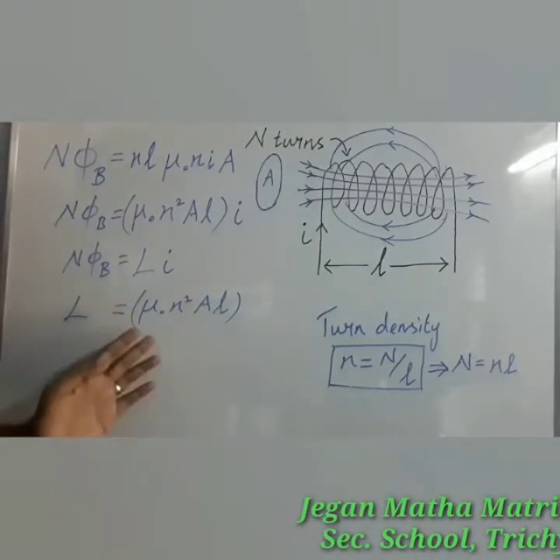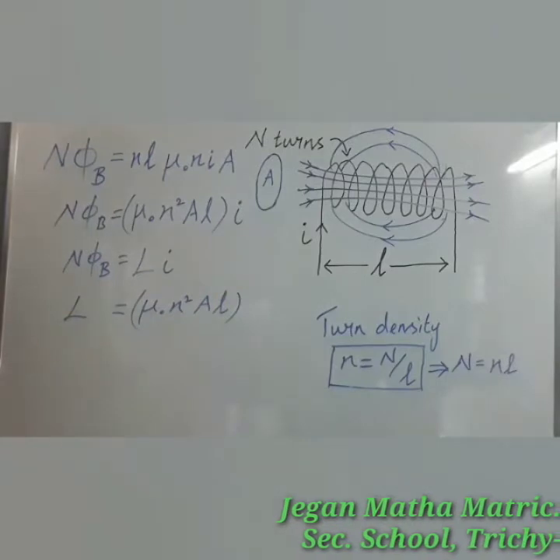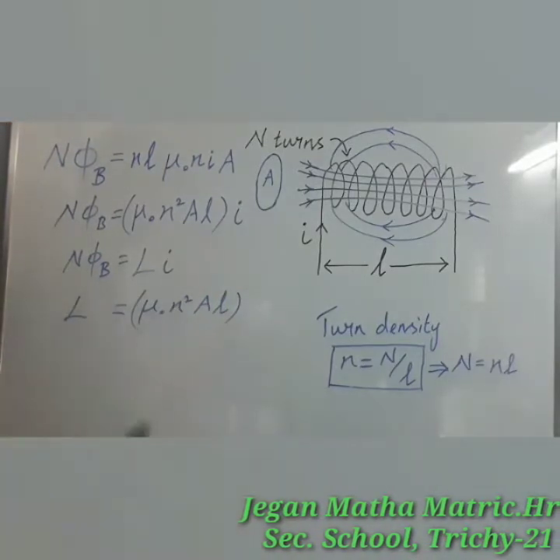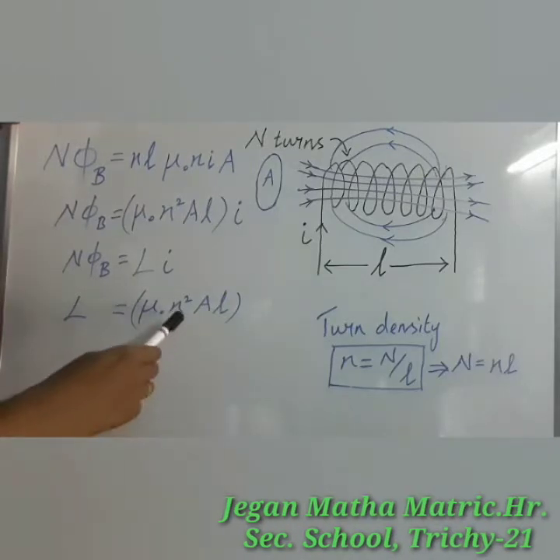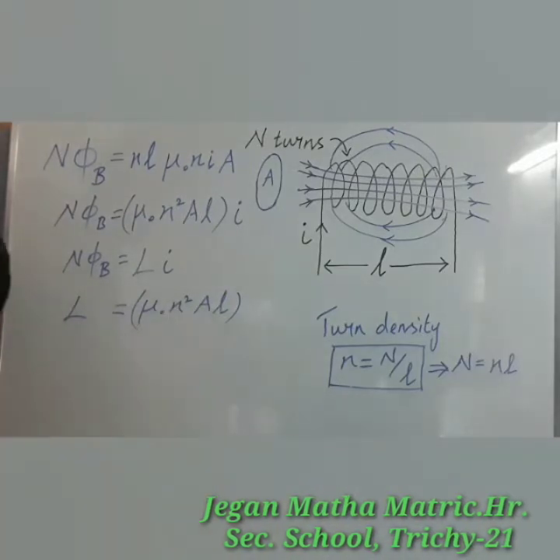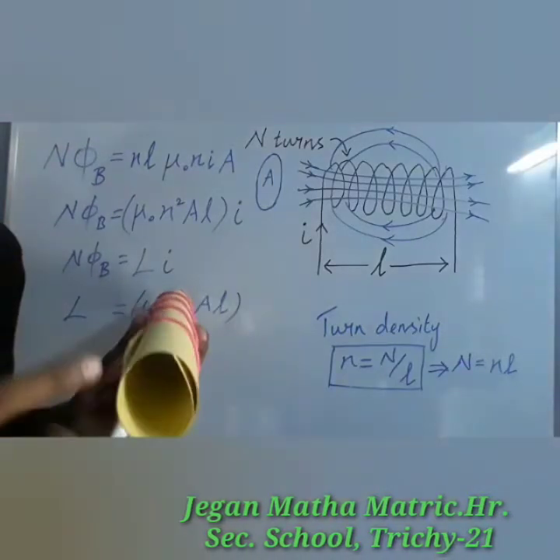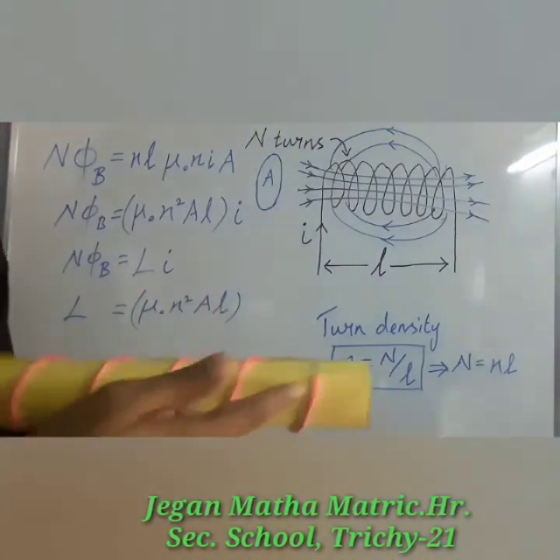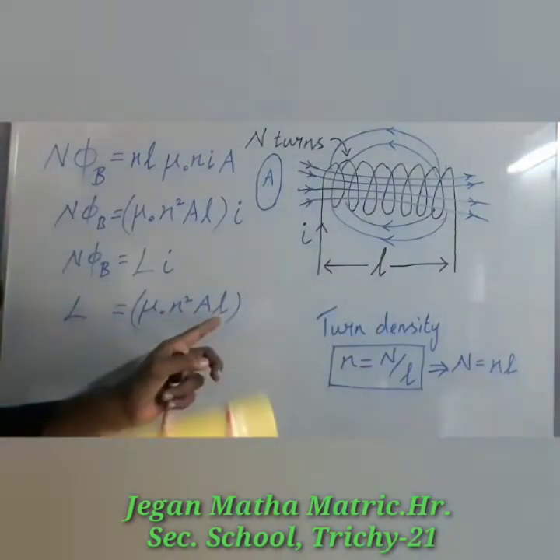From this expression, we come to know that the self-inductance of the solenoid depends on the number density, the turn density of the solenoid, and it depends on the cross-sectional area of the given solenoid, and is directly proportional to the length of the solenoid L.